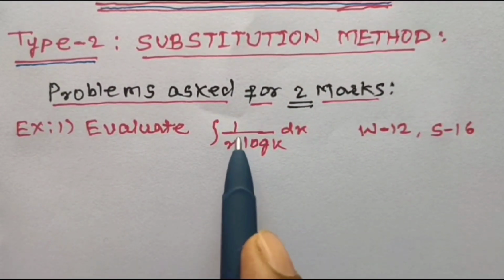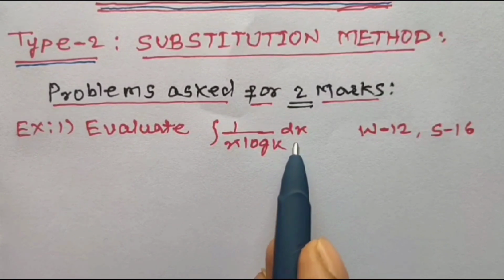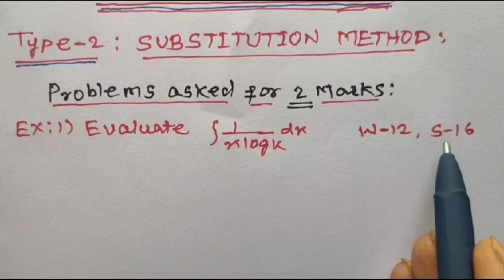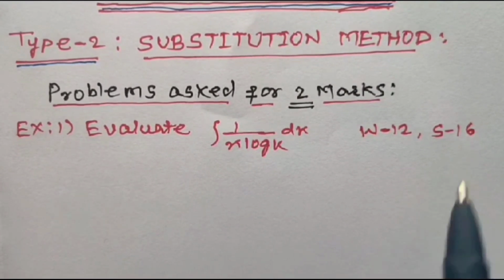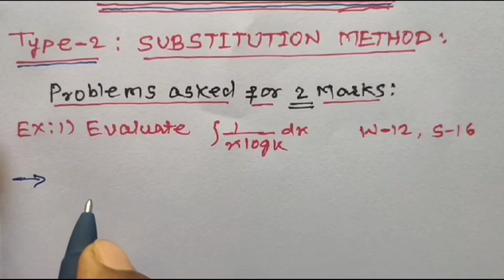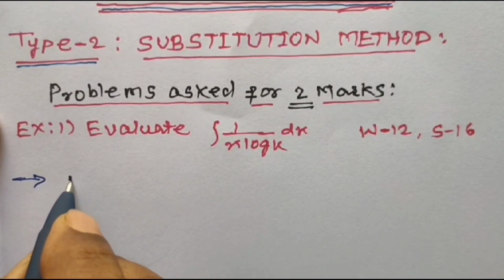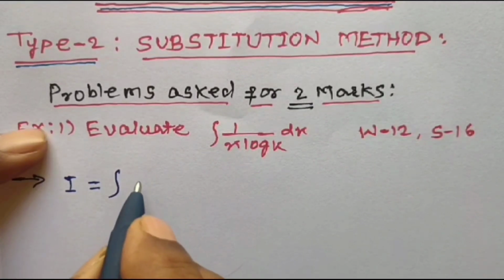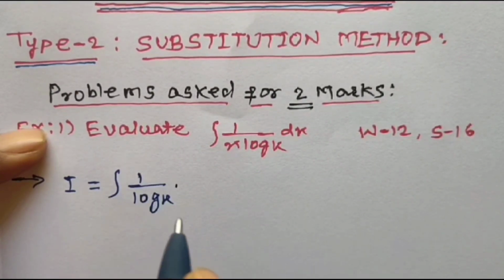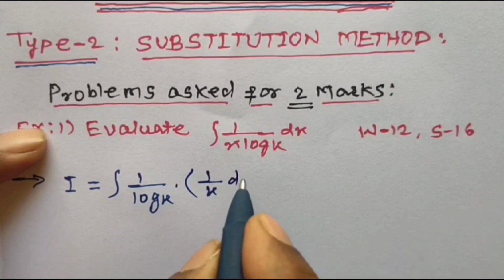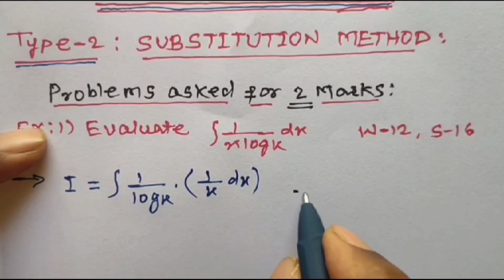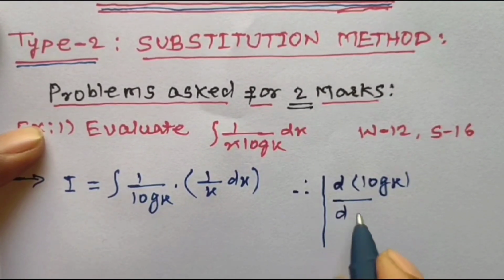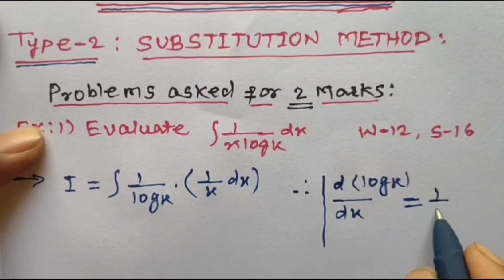Evaluate integral 1 upon x log x integral with respect to x. This sum is asked in winter 2012 and summer 2016. Let us evaluate this integral. Before that, we have to express the given integral in a standard form, that is 1 upon log x into 1 upon x integral with respect to x. Since we know the derivative of log x with respect to x is equal to 1 upon x.